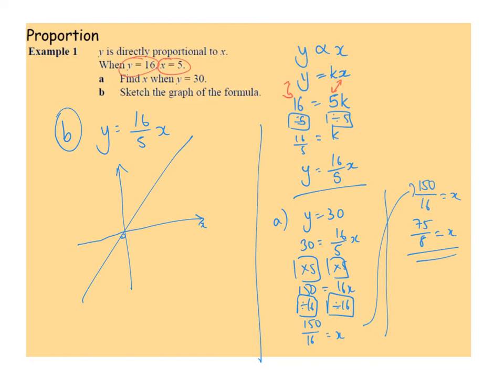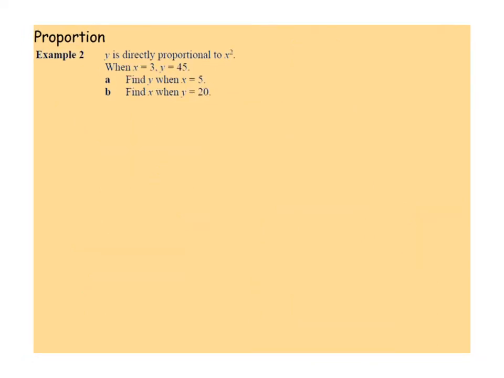Okay, on to example number 2. So this time we've got direct proportionality to x squared, not to x. So again, we'll start by just writing that mathematically and then changing our proportionality symbol to an equality symbol. And now I'm going to use the information in the question.